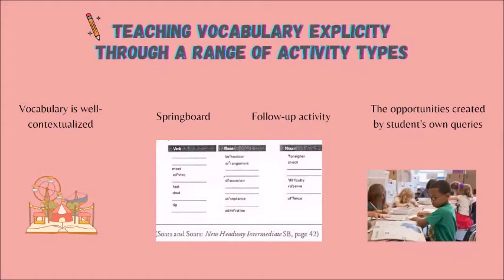There are many activity types for teaching vocabulary explicitly. One criterion might be that vocabulary is well contextualized. With this, I mean, for example, if a story is about a bear, the vocabulary also needs to be related to that topic.